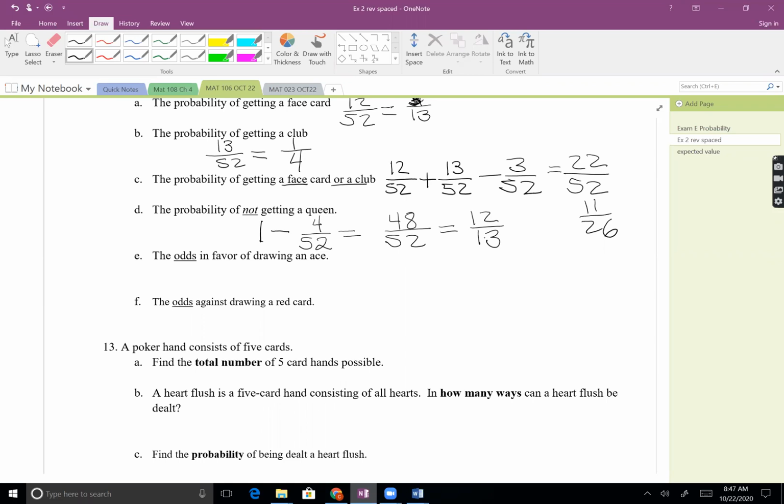Wait, can you say that again? The probability of something not occurring is always 1 minus the probability that it does occur. The probability of a queen is 4 out of 52. When I take 1 minus 4 out of 52, that gives me 48 out of 52, which reduces to 12 13ths. I'm guessing if you're doing this subtraction on your calculator and use the fraction to decimal button, you won't get that middle number. It'll take you right to the reduced end, which is fine.